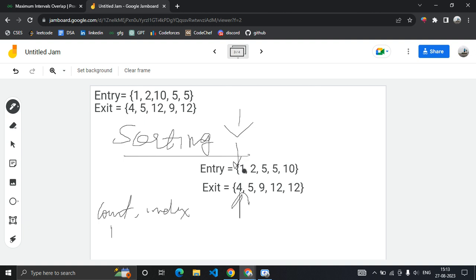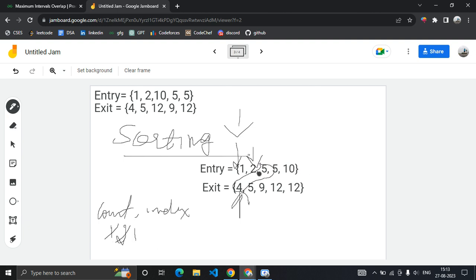Then I move to the next index, there is 2, and I check whether 2 is greater than 4. No, it is lesser than 4. So I increment the count. Initially the count was 1 and we have incremented it, so now it will be 2. Now we can see 5 is greater than 4, so we'll decrement the count.